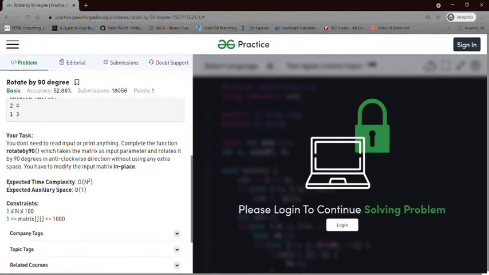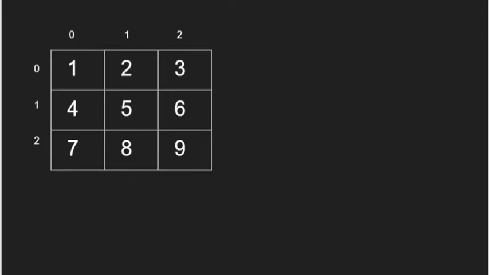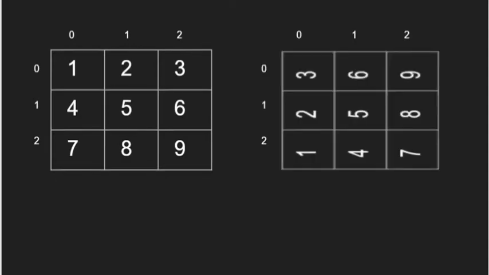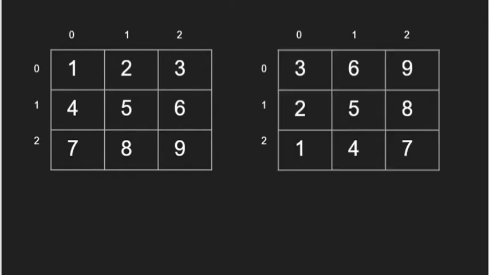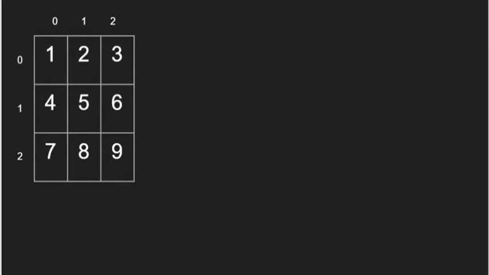Our expected time complexity is O(n square), which means we'll have to traverse through each element, and expected auxiliary space is O(1), that is, no extra space can be used. Given is a 2 cross 2 matrix which we have to rotate by 90 degrees, which will look something like this. For this question we will get the solution in two steps.